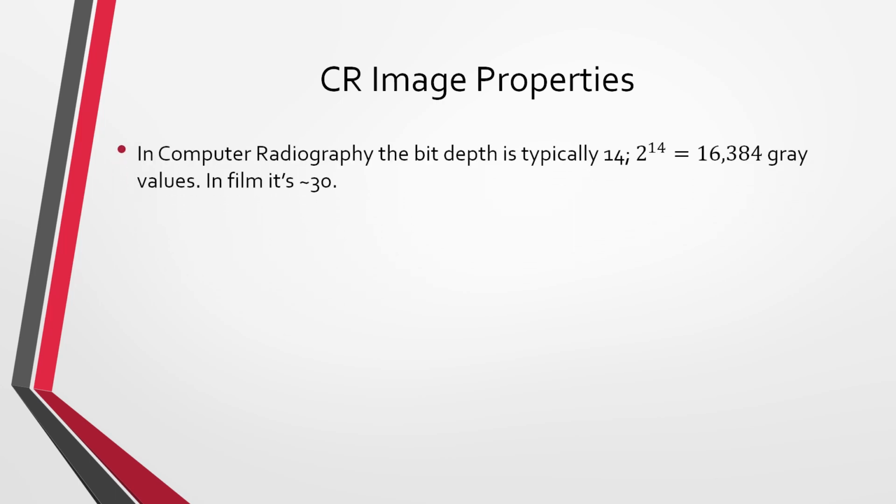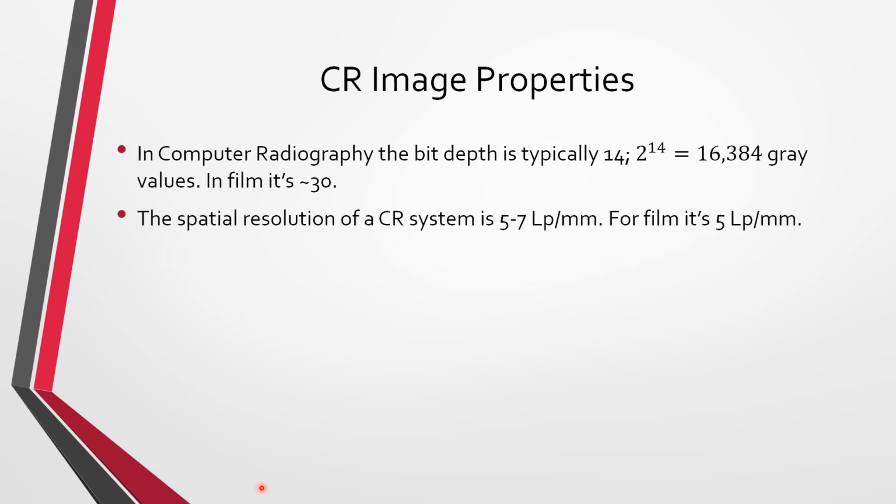In computer radiography, the bit depth is typically 14, which would be 2 to the 14, which equals about 16,000 different gray values. In film, it's about 30, the screen film process. The spatial resolution of a CR system is 5 to 7 line pairs per millimeter. For film, it's typically about 7 line pairs or 5 line pairs per millimeter.